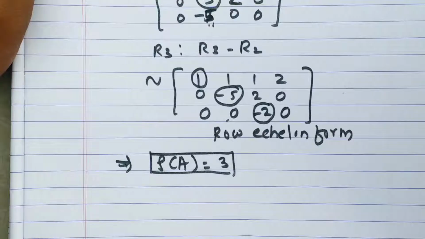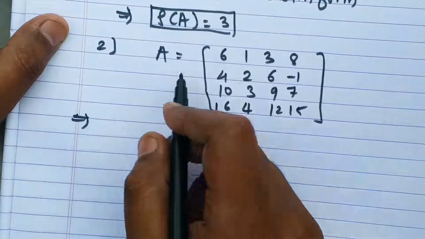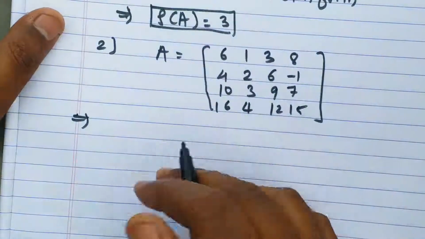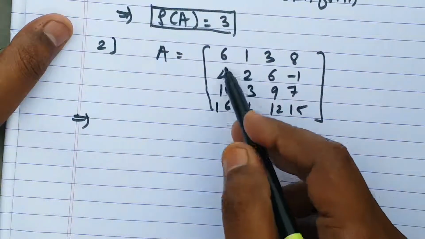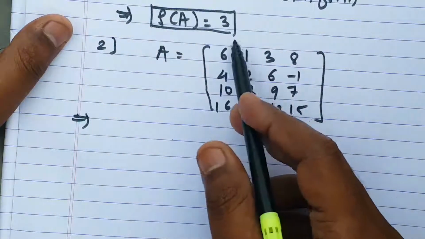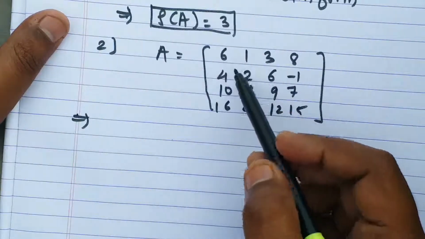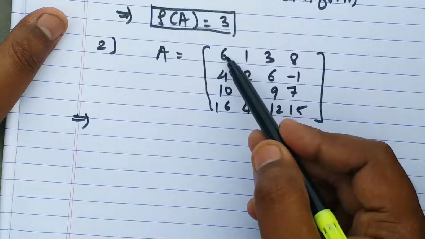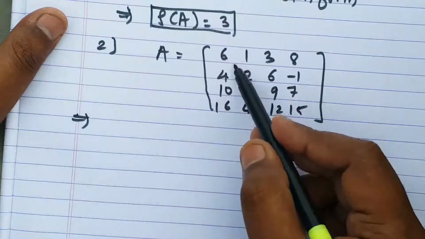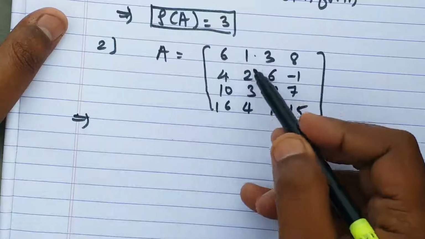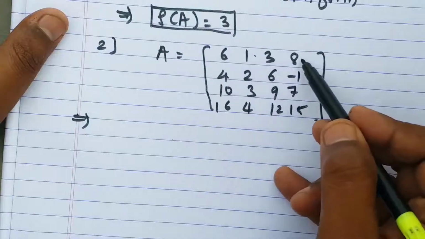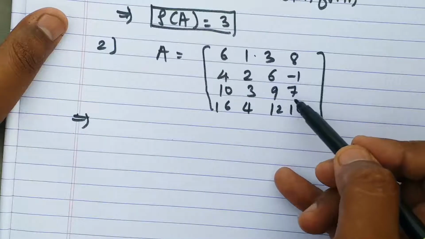One more example I will do for you. Now this is the next example, next matrix. If you see, we don't have 1 at the first place, so we cannot bring 1 easily here. Now if we add first and second row, 6 plus 4 is 10, 1 plus 2 is 3, 3 plus 6 is 9, 8 plus minus 1, that is 7.